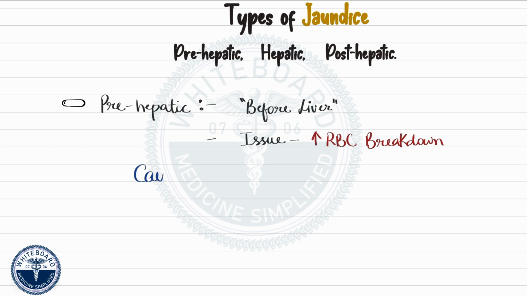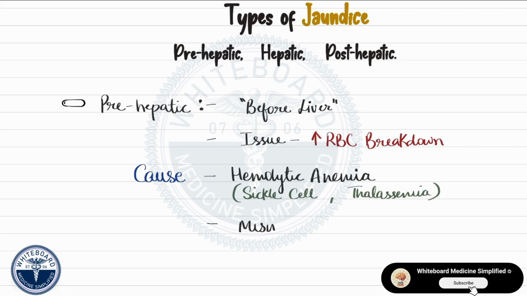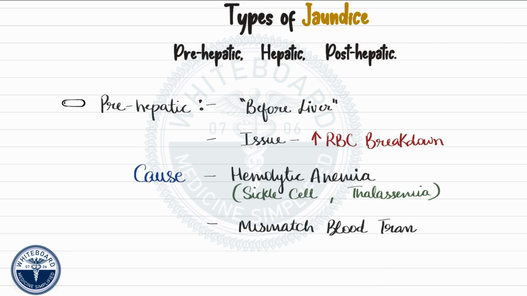The common causes of prehepatic jaundice include hemolytic anemia, like in sickle cell anemia, thalassemia, mismatched blood transfusion, malaria, or other infections causing RBC destruction. So remember, prehepatic jaundice means too much production of unconjugated bilirubin due to hemolysis.